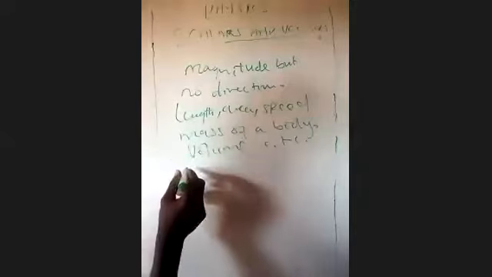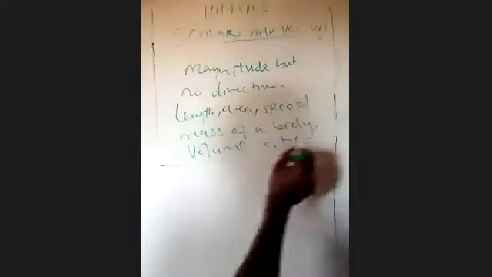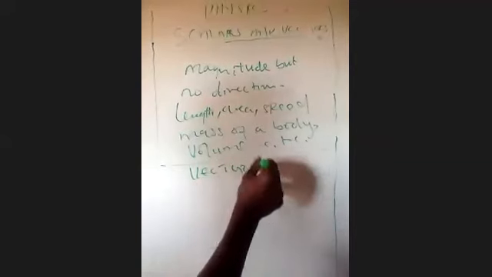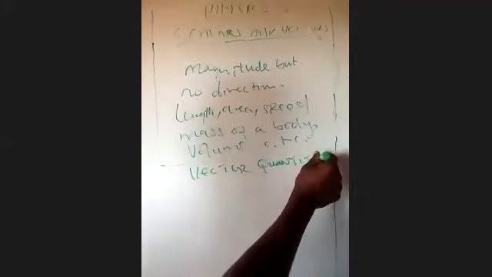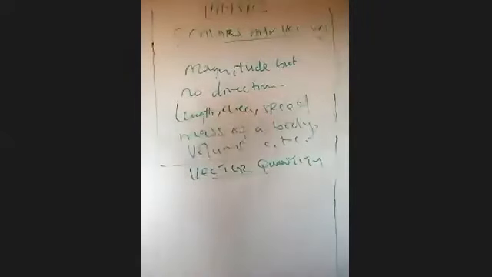Now let us briefly talk about the vector quantity. A vector quantity is a quantity which has both a magnitude and a direction, unlike the scalar that has only magnitude but no direction. The vector quantity has both magnitude and direction.